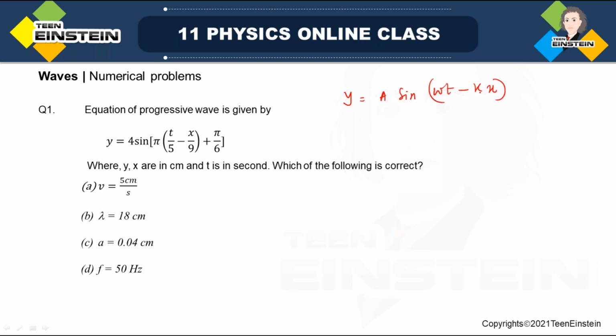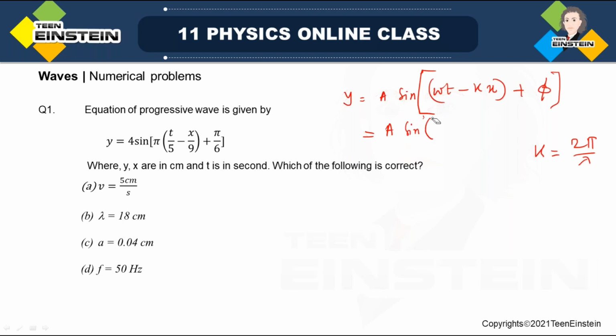See, this is actually phi, the phase. So this form itself can be transformed. How can we transform this? K means propagation constant. This can be written as 2 pi by lambda. Let us just write that 2 pi by lambda, and then we'll do some modification.